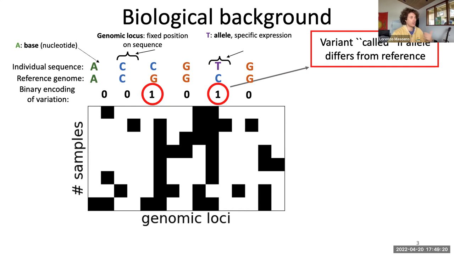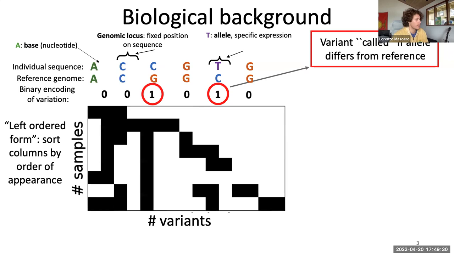And then the question is, how can we use the tools we discussed in order to make predictions about the number of new variants that we're going to observe? The assumption that we make is to assume exchangeability, and consequently some form of exchangeability across the loci as well. So we assume a left-ordered form. We sort the columns, that is the loci, by order of appearance. We destroy a lot of the spatial structure, which we know does matter for biology, but this is helpful for the prediction task.